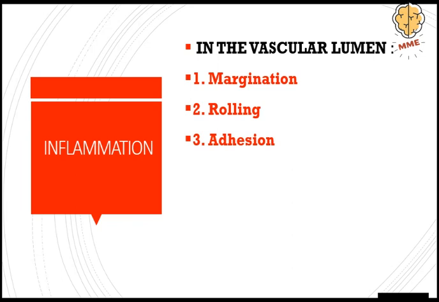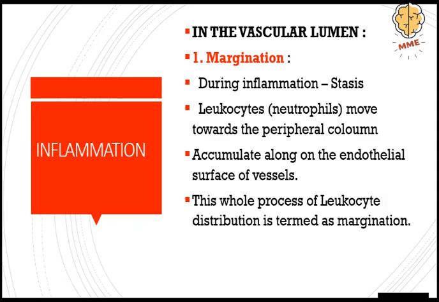Let us focus on the margination step. What occurs first? Due to inflammation at the site, the blood flow slows down and there will be stasis. As stasis occurs at that site, leukocytes, mainly neutrophils, move towards the peripheral column and as a result accumulate along the endothelial surface of the vessels. The whole process of leukocyte distribution is termed margination. Let me repeat this: during inflammation, there is stasis, then leukocytes move towards the peripheral column, then accumulate along the endothelial surface of vessels, and as a result, the whole process is termed margination.